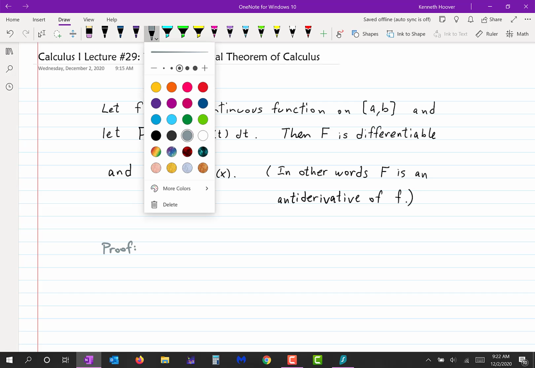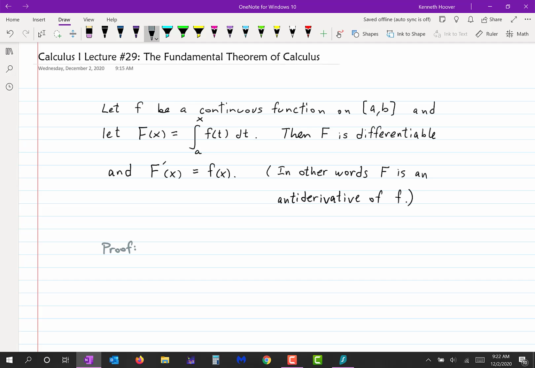All right, so here's what we're going to do. Let's write down what would be capital F prime of x. Okay, what is a derivative? You need to remember that. All right, so you should know what it is. It's the limit as h goes to 0 of capital F of x plus h minus capital F of x over h, correct? That's the definition of a derivative.